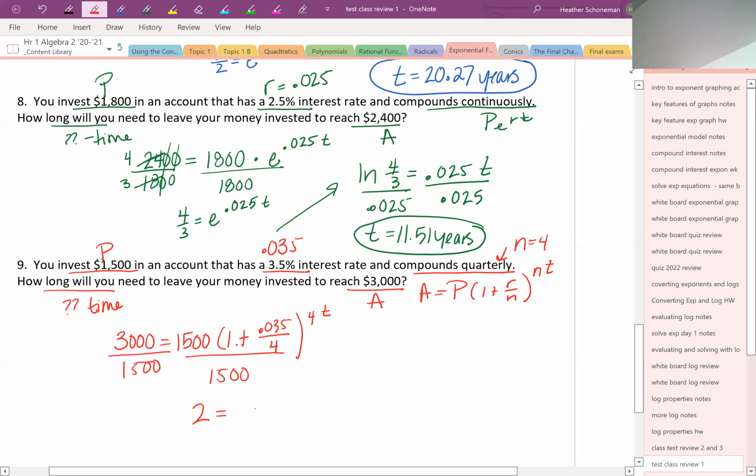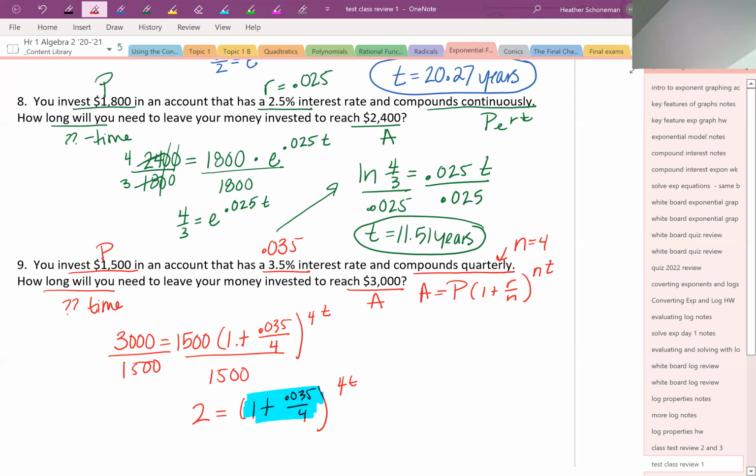So we get 2 equals 1 plus 0.035 over 4 to the 4t. Okay. We could work with this, but for some of you, that might get a little overwhelming and confusing. So what I'm going to do is convert this part to a decimal so it's a little bit easier to work with and manipulate. So let's put just that part in blue into our calculator.